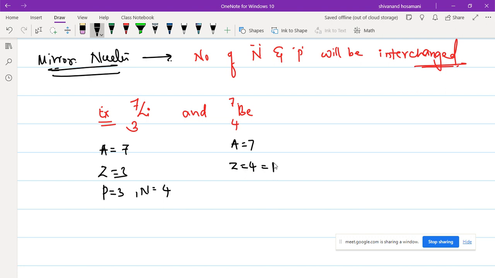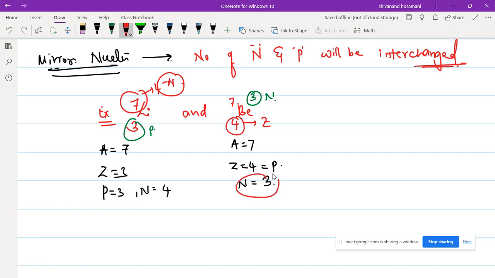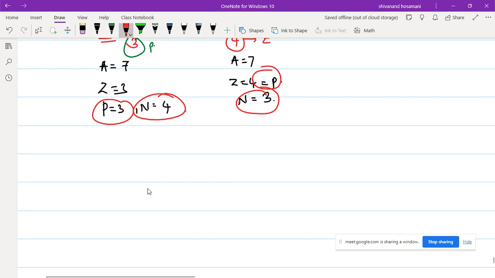If you look at these 2 nuclei, this 3 is the number of protons here, but the same 3 is the number of neutrons there. Here, 4 is the Z, but there 4 is the number of neutrons. So the numbers of neutrons and protons are interchanged. P is equal to 3, N is equal to 4 here, and there P is equal to 4, N is equal to 3. So these are called mirror nuclei. Let us take X and Y as two mirror nuclei.